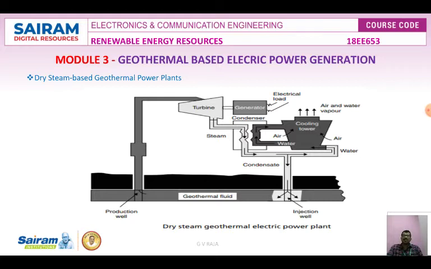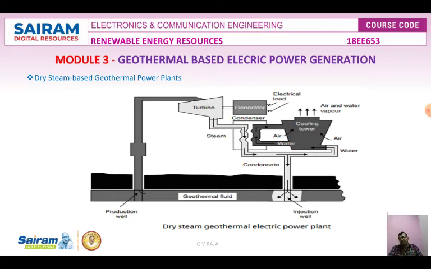Another method is the flash method. In this flash method, the water is used. From the production well, the water is taken and heated to a certain temperature, and it is converted into steam. That steam is given to the turbine, and the turbine rotates, and the generator will be turned on, and the generator produces the electricity. And the steam is given to the condenser.